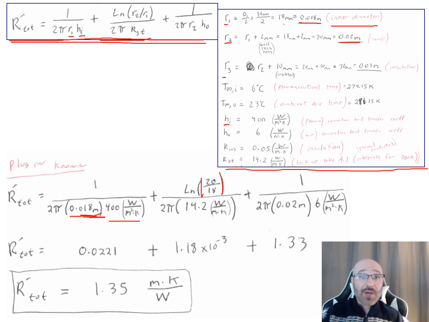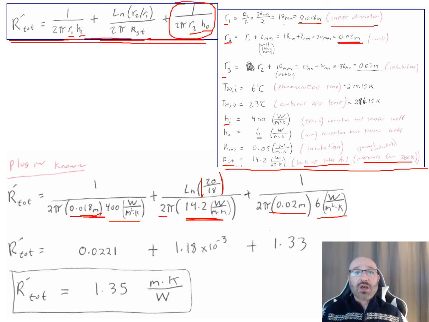Now on the denominator of this, we have 2 pi over our KST. Now our KST is what we looked up from table A1 when we interpolated at 280K. Plus now we have over here our last term, the term for convection, because we don't have the insulation layer: 1 over 2 pi R2 H naught. We can look back up here. R2 is 0.02 meters, and we have our H naught right here for the outside. The outside is 6 when we look this up, in watts per meter squared times Kelvin.